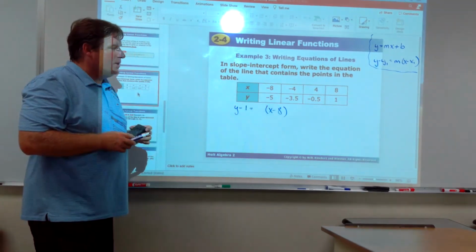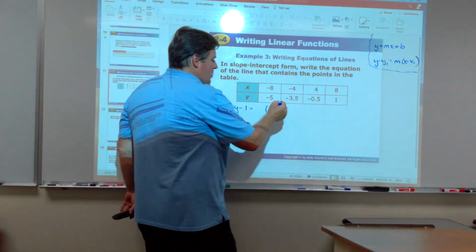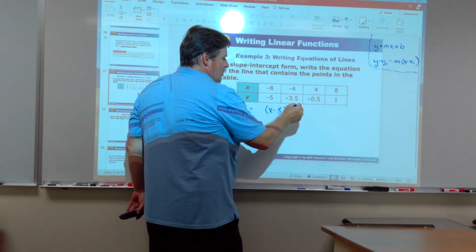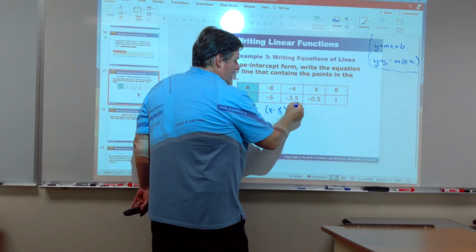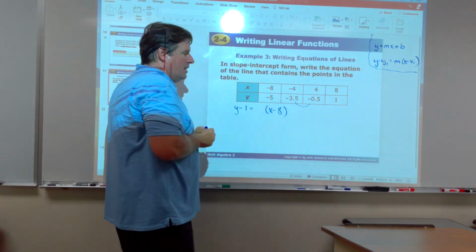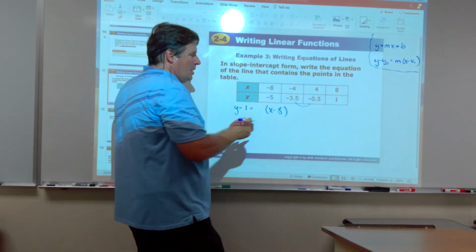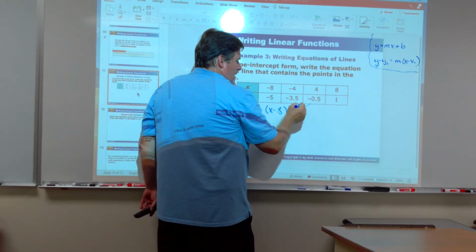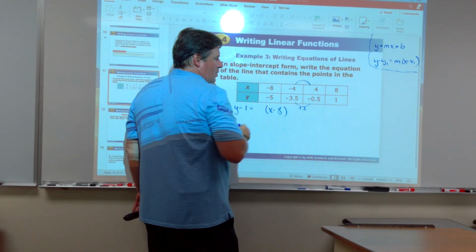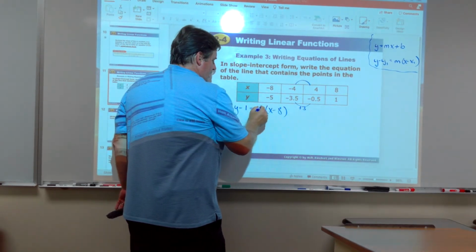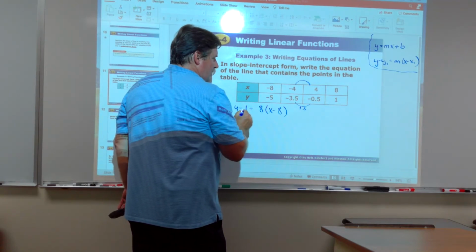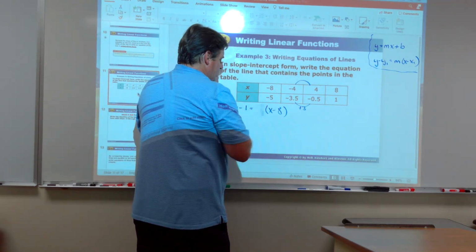We could have used this point as well, or any of them. But let's try to find the slope here. The slope is the change in y, and you can do it between any two. This works out pretty good here. If I choose there, negative 3.5 to negative 5, that's going up 3. At the same time, it looks as if we're going right 8. So our slope is going to be 3/8.